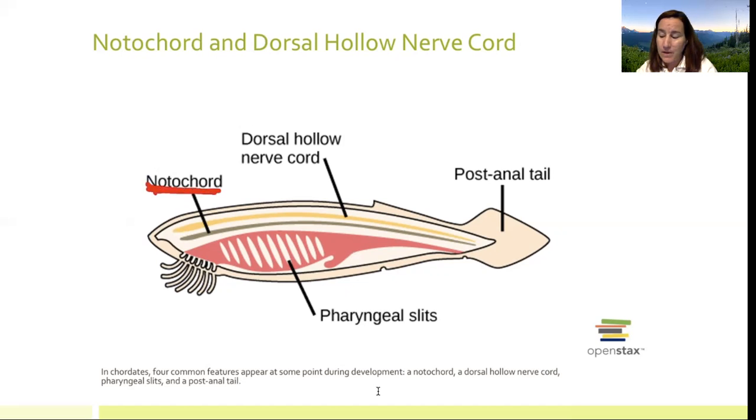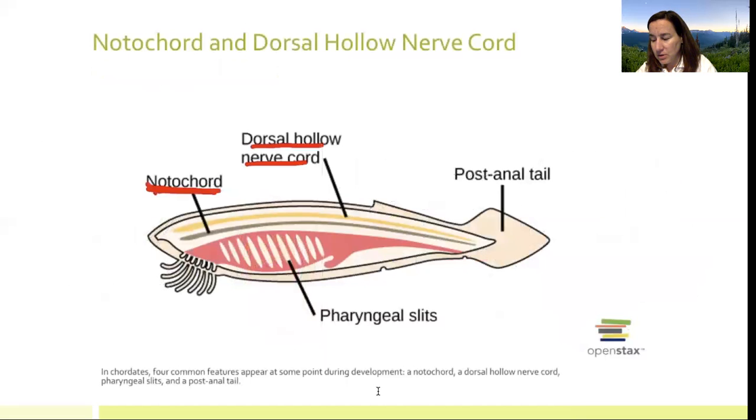They all got them. We also have a dorsal hollow nerve cord. So your central nervous system, your brain and your spinal cord, that spinal cord is your dorsal hollow nerve cord. That's going to send all that information in and take all that information from the outside and be able to integrate that stuff and then send it out as output to the body. That dorsal hollow nerve cord, everybody that is a chordate has this as well.